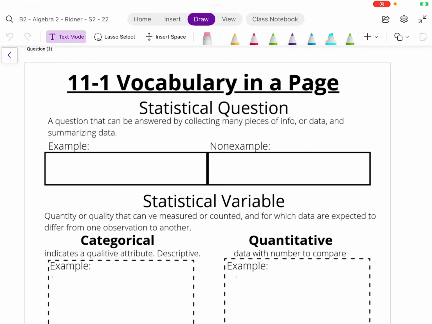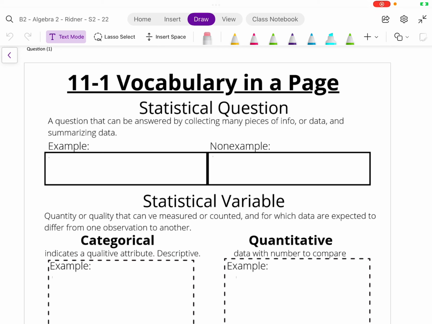All right, 11-1, statistical questioning. It's very vocab heavy, so we're going to go over some examples of all the vocab you may see and have to select from. So what is a statistical question? It is a question that can be answered by collecting many pieces of info or data and summarizing data.